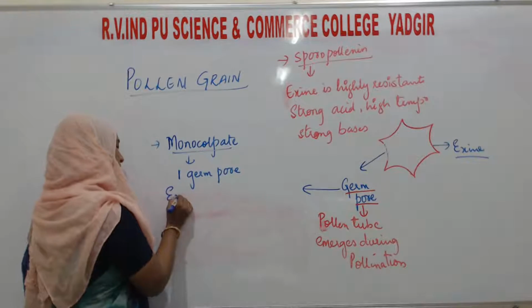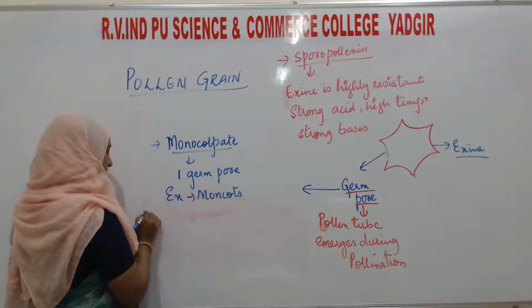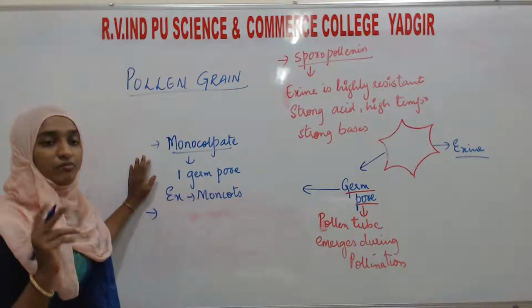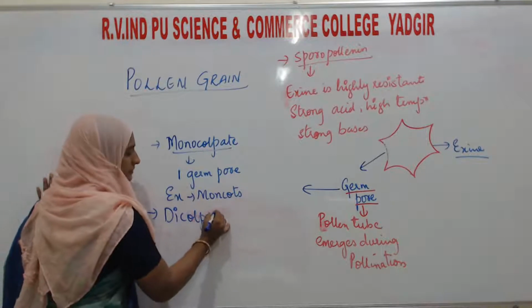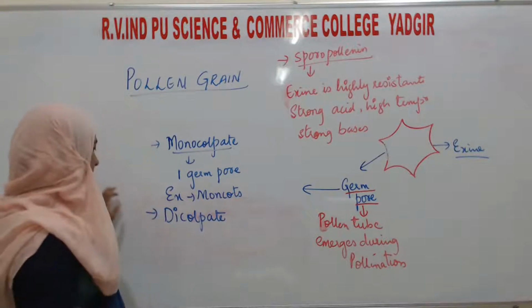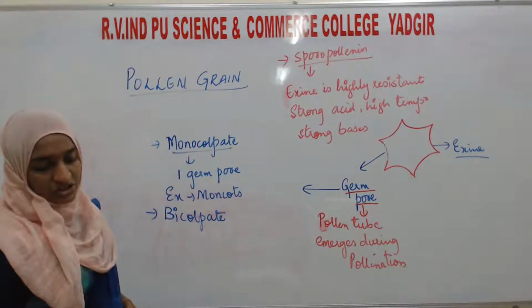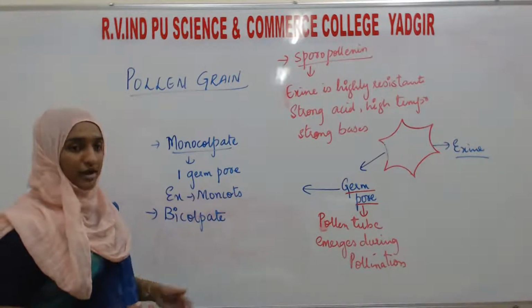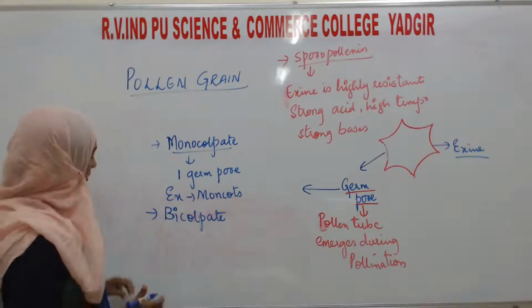Example is monocots. Second, on the basis of the number of germ pores, if there are 2 germ pores, then it is known as dicolpate, sorry, bicolpate. In most of the dicot plants, you will find the bicolpate type of germ pores. Then again, tricolpate.